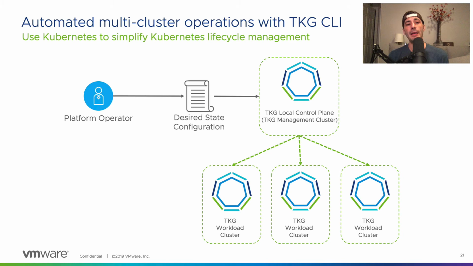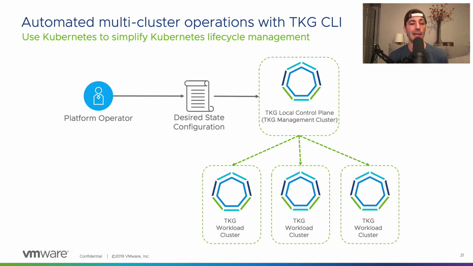The way that this really works, as I had mentioned, is that Kubernetes is a desired state type of application. So as an operator, I'm first going to deploy what's called a local control plane, or the TKG management cluster. And this management cluster is really just a small Kubernetes cluster. That's all it is. And as an operator, I say, okay, I want to create a new cluster.